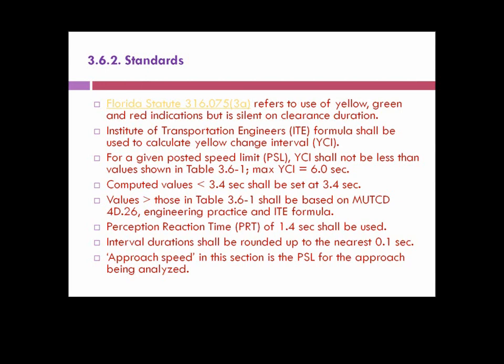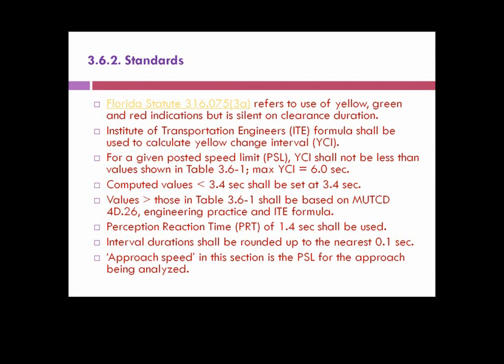Also, the other important provision to note is that the interval durations shall be rounded up to the nearest 0.1 second. In other words, if you have, let us say, a computed value of 3.83 seconds, the usual scientific method is to make it 3.8 seconds, but what we are saying is that it shall be 3.9 seconds. In other words, it shall be rounded up to the nearest 0.1 seconds.